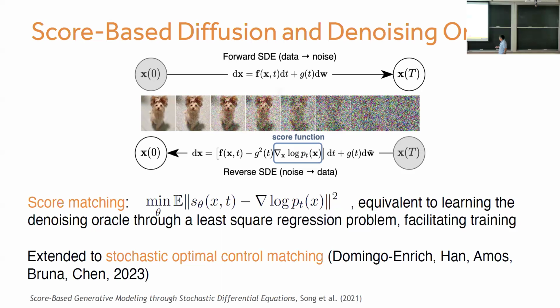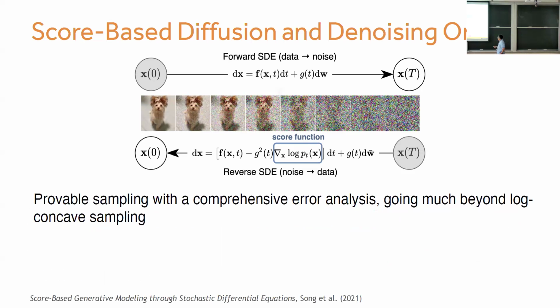Recently we extended the score matching concept for generative modeling to general stochastic optimal control problems, keeping the benefits of this regression-type loss landscape, which facilitates training. I don't have enough time to go into details, but I want to point it out because it might be interesting to this community working on stochastic optimal control problems. Okay, so let me go back to the sampling task.